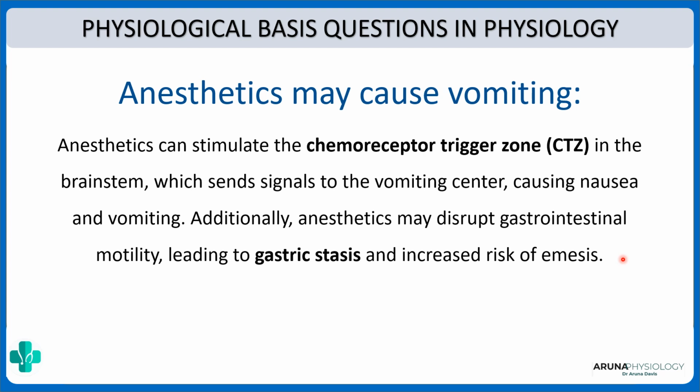So see here, anesthesia basically means there is a decrease in neuronal transmission. So anesthetics can disrupt the gastrointestinal motility, and thereby there will be increased contents in the gastric lumen, and thereby there is increased risk of emesis. So that is why anesthetics may cause vomiting.